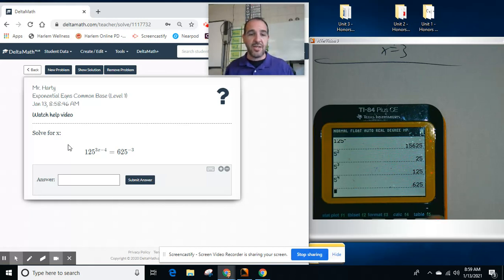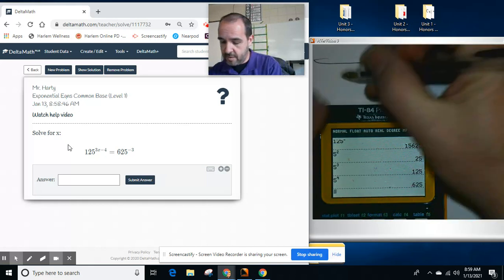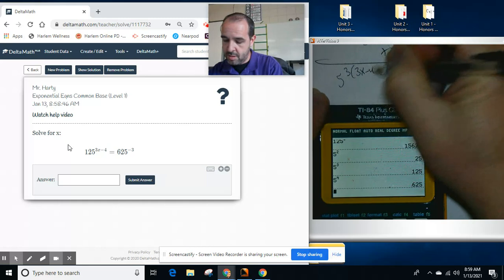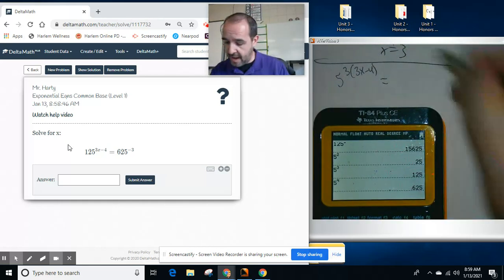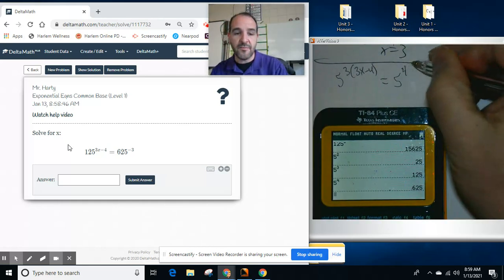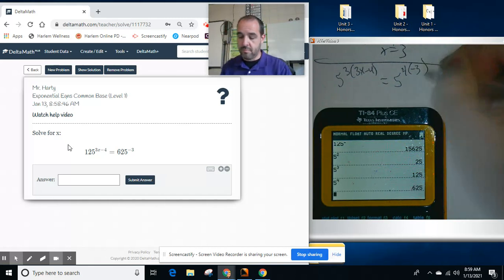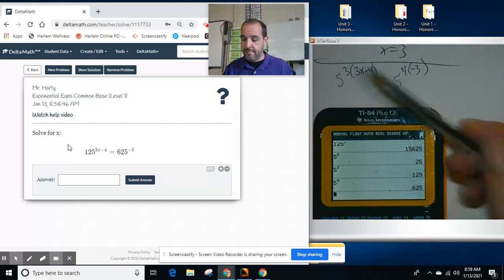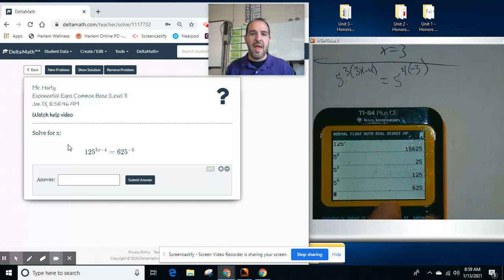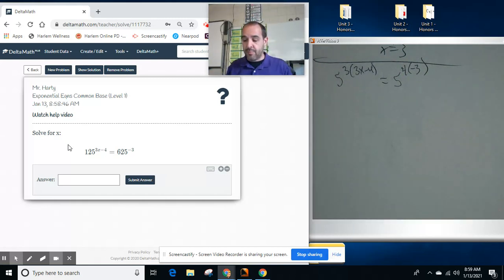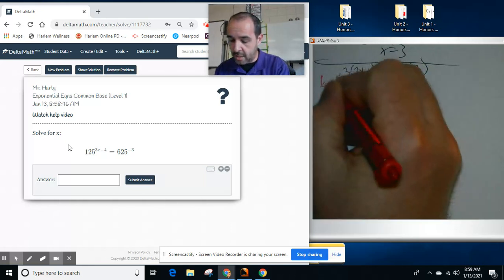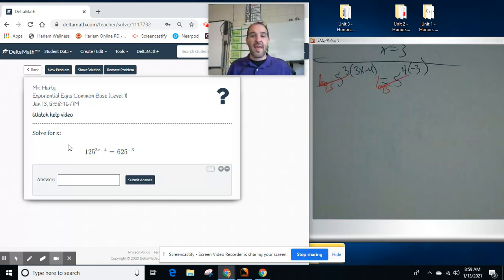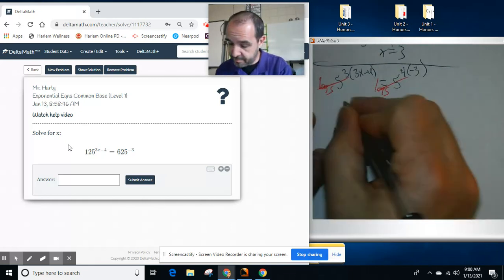That means I can change the 125 into 5 to the 3rd, and I can change the 625 into 5 to the 4th. Okay, the exponents stay there. I'm just going to have a new one up there with it because my bases are now the same. And the way we saw in our last problem, using my log on both sides, because again, this is still algebra, lets me get rid of that and take this back to Algebra 1.